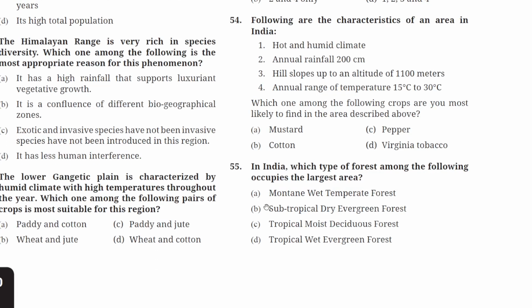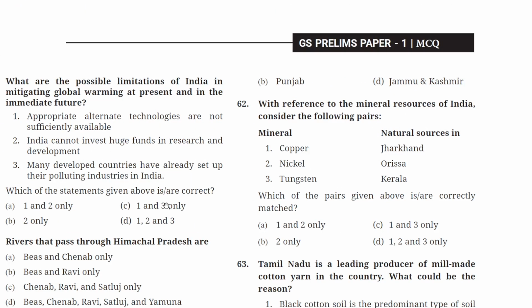Okay, 55. In India, which type of forest among the following occupies the largest area? So, the largest area is occupied by tropical moist deciduous forest. Tropical moist deciduous forest is the largest occupying forest in India.